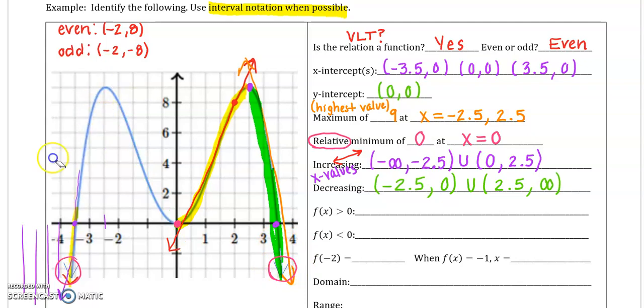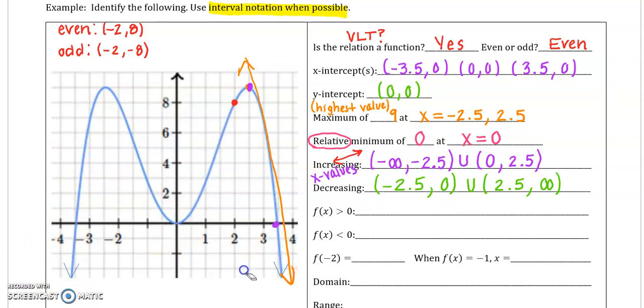Okay, so now let's go ahead and look at the next part of our graph. Remember from the last video, when you see f(x), that means they're really asking about the y values. So this is saying, when are our y values greater than 0? So when is our graph above the x-axis? Let's highlight that portion. Here's where our graph is above the x-axis.